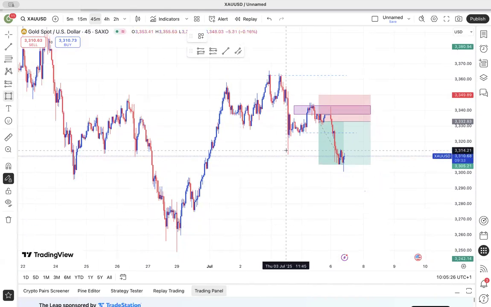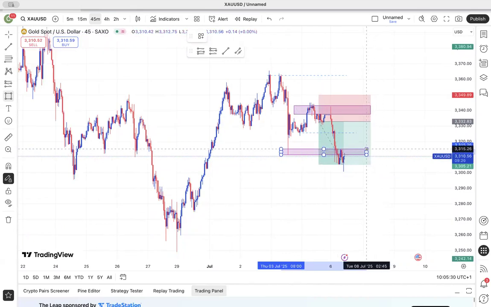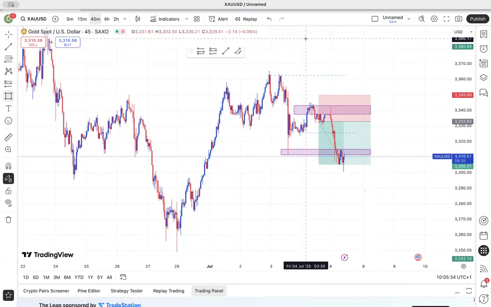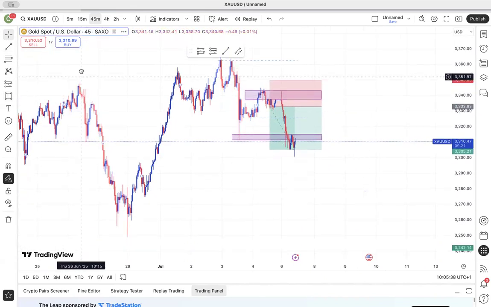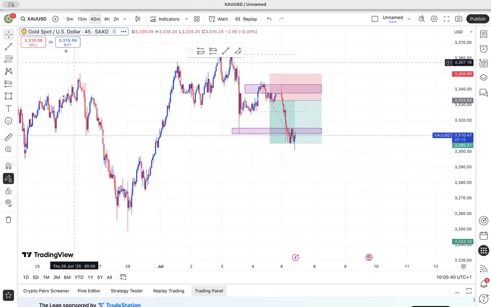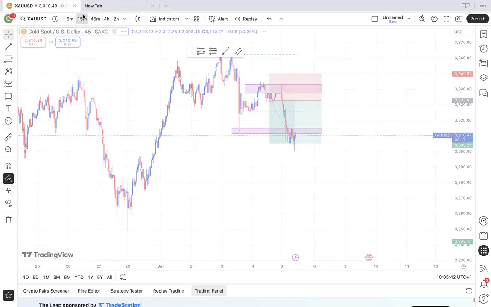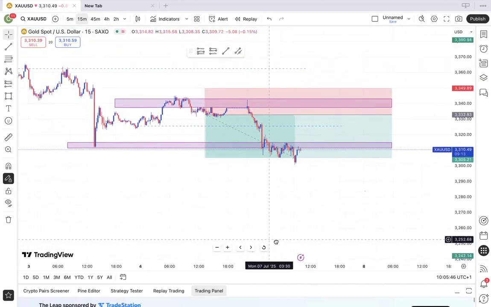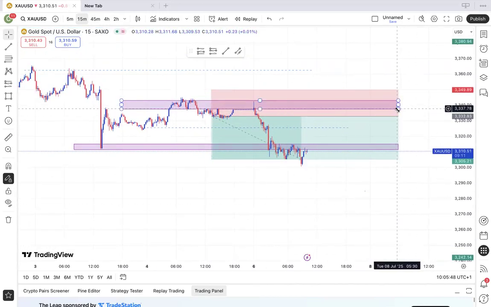Okay, so first of all, we have to mark out this area that is here currently for sell opportunities. All right, so now, since we marked out that area, if we go down to the 15-minute time frame, we should be able to see something refined.